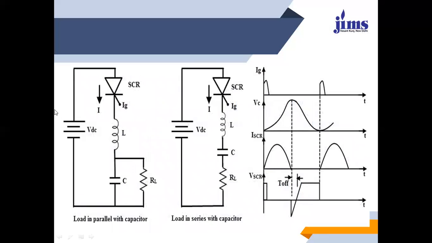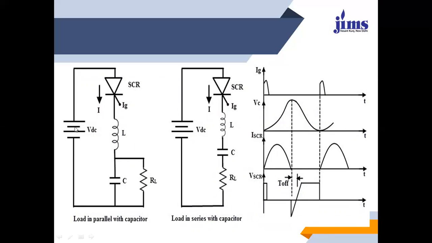This will be the circuit diagram, where there are two types of connections. In the first one, we are assuming that the inductance and the capacitor are in series, and the resistance is connected in parallel with the capacitor. In the second circuit, the R, L and C are all connected in series with each other.